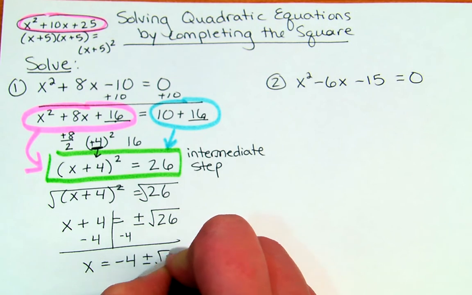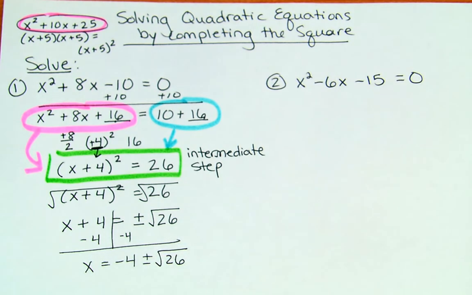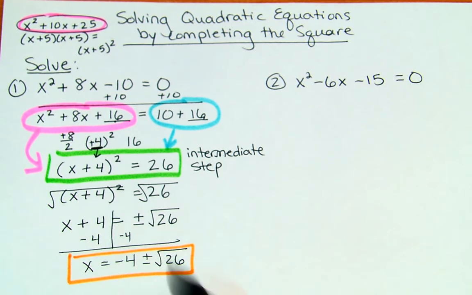This should look familiar. This should look very similar to the quadratic formula. The quadratic formula has that plus or minus symbol because all radicals actually have a positive and negative version. So this is our final answer. The square root of 26 cannot be simplified.